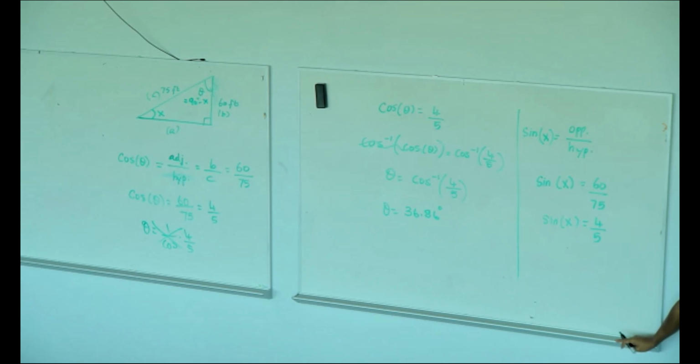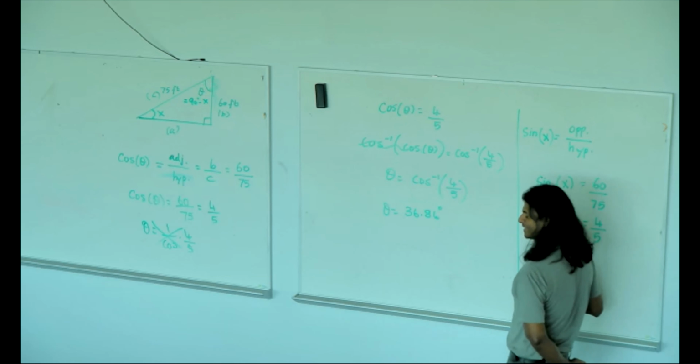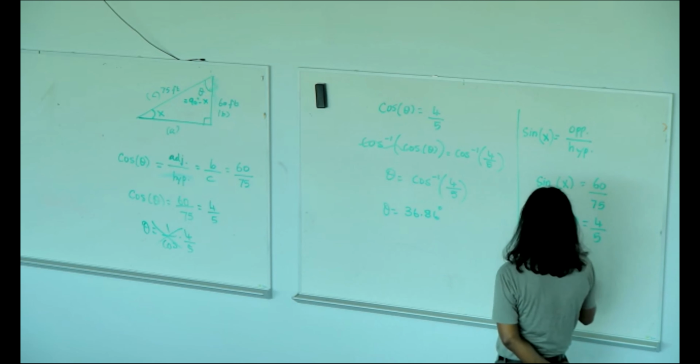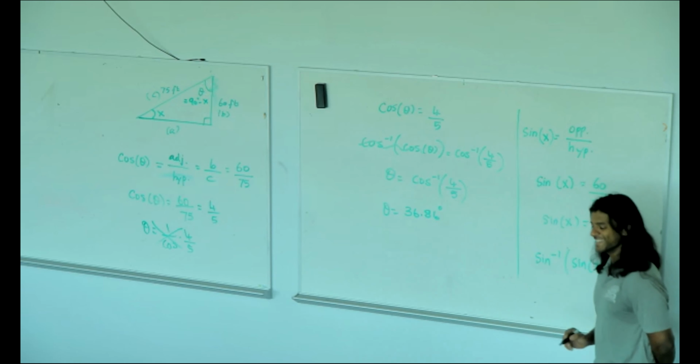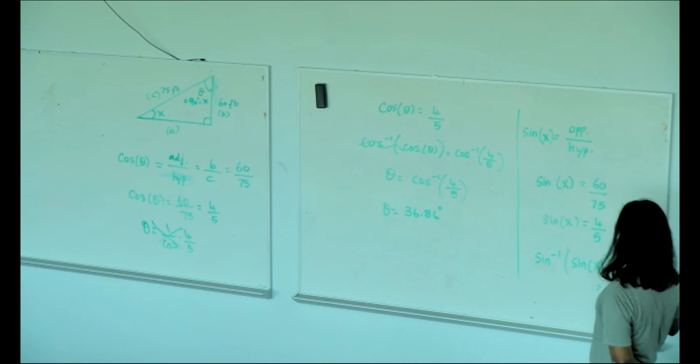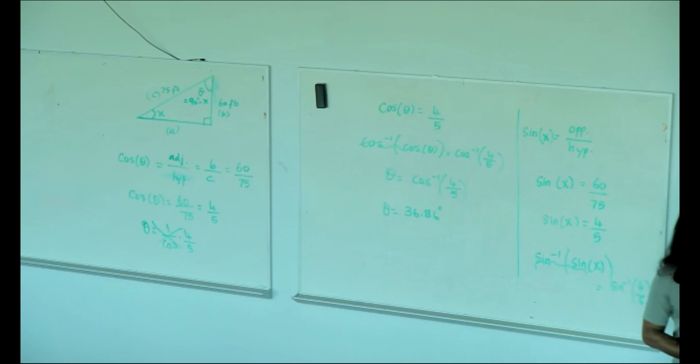What should you do to solve for x? You take the inverse. Sine inverse of sine x equals sine inverse of 4 over 5. The squiggly goes away. So x is sine inverse of 4 over 5. What is that answer?